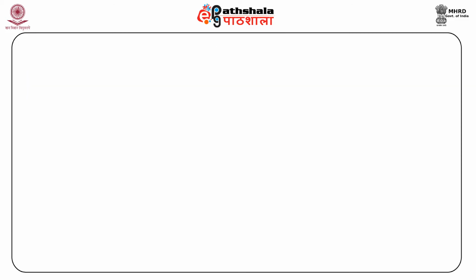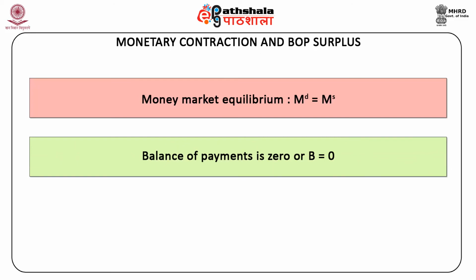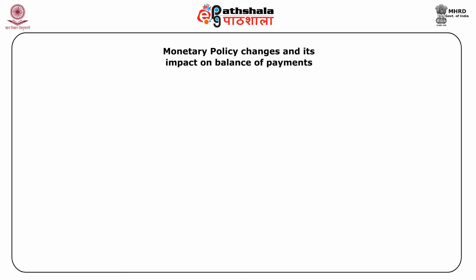than MD. Let us again assume that the economy is having money market equilibrium where demand for nominal money balances is equal to the supply of nominal money balances, or MD is equal to MS, and hence balance of payments is 0, or B is equal to 0. Suppose there is a monetary contraction leading to a decrease in the supply of domestic nominal money balances. With the same demand for nominal money balances, people have less cash balance in their hand, or MS is less than MD. We shall understand the monetary policy changes and its impact on the balance of payments graphically.